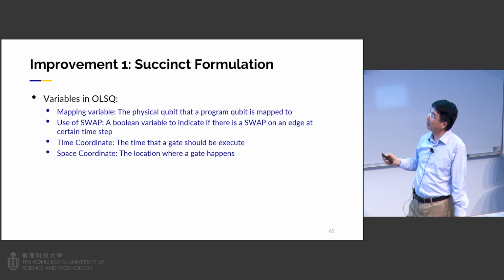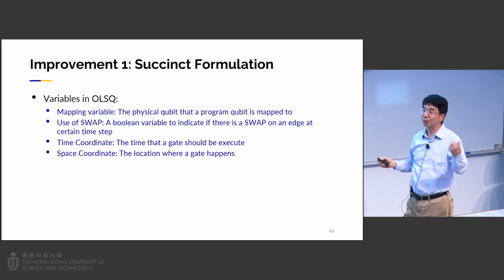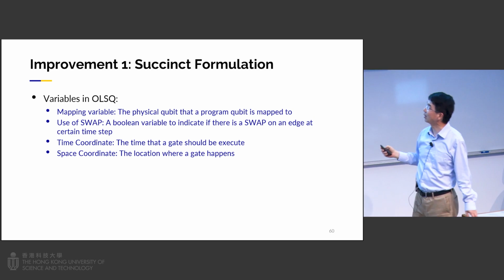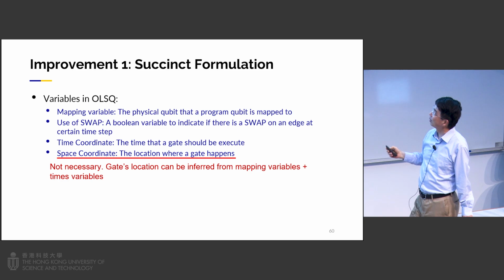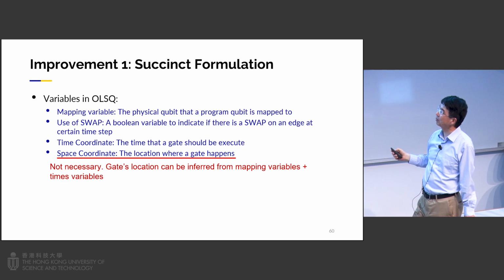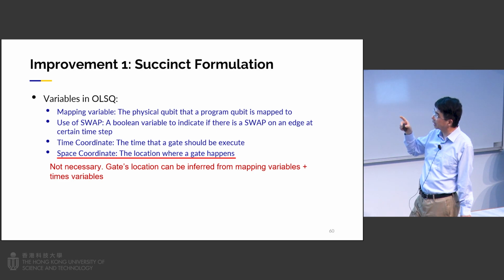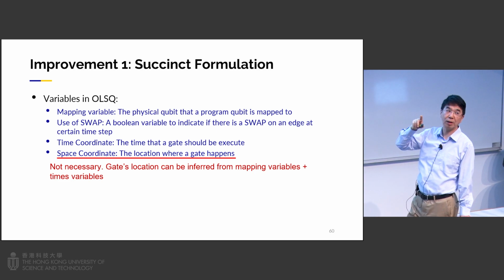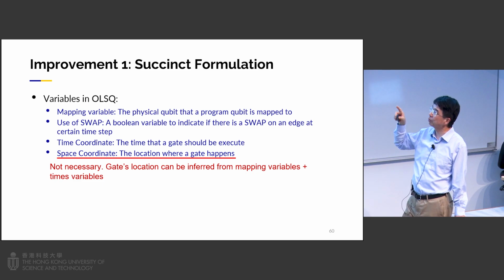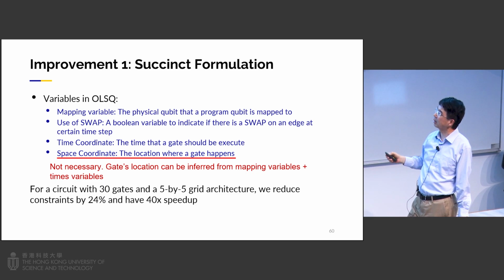Just to tell you some ideas that some of you may want to do research in this area, and give you an idea of where the improvement is coming from. The first time, she decided, yeah, we want to do space-time optimization, but it turned out that some of these space coordinates for the gates are not necessary, because if I know the space coordinate for the logical qubits, and I also know the time coordinate, I can derive this space coordinate.